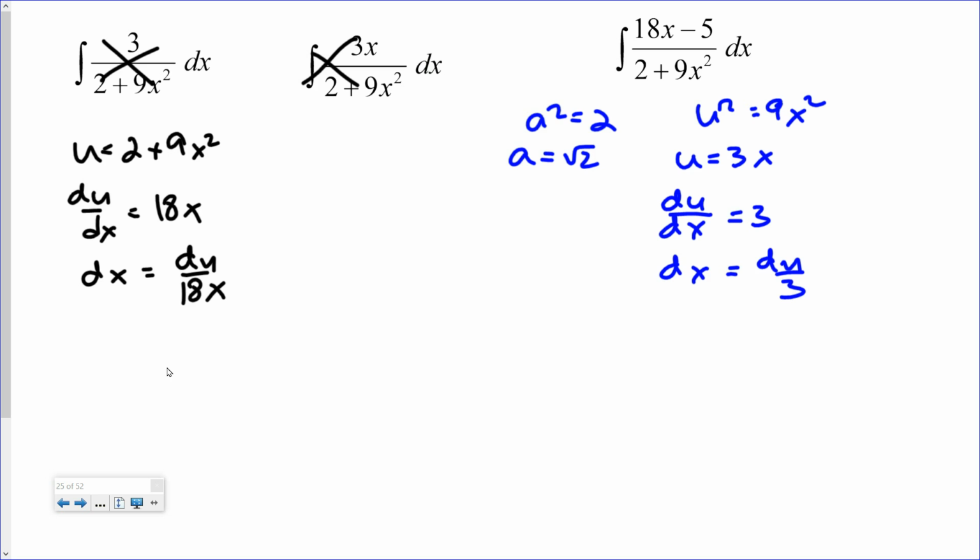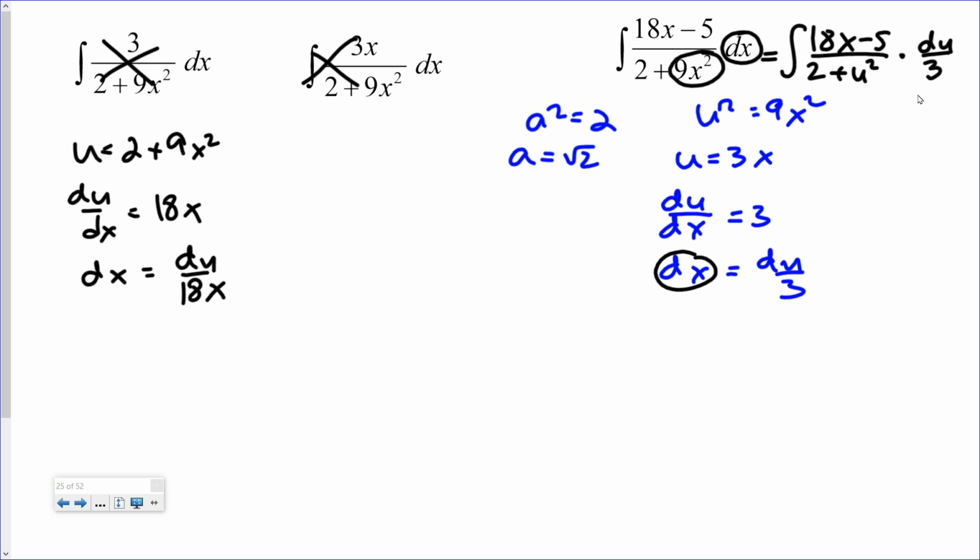So you substitute two things. What do I substitute? My u, but in this case it's u squared, and my dx. Let me go ahead and substitute that. That would be 18x minus 5 over 2 plus u squared times du over 3. I'm substituting this dx here, du over 3. Then I ask myself the question, do my x's cancel out? No. Okay, now I'm in trouble. The regular u substitution didn't work out. This problem, which I thought was arctan, the x's are not canceling out. Now I'm in trouble.